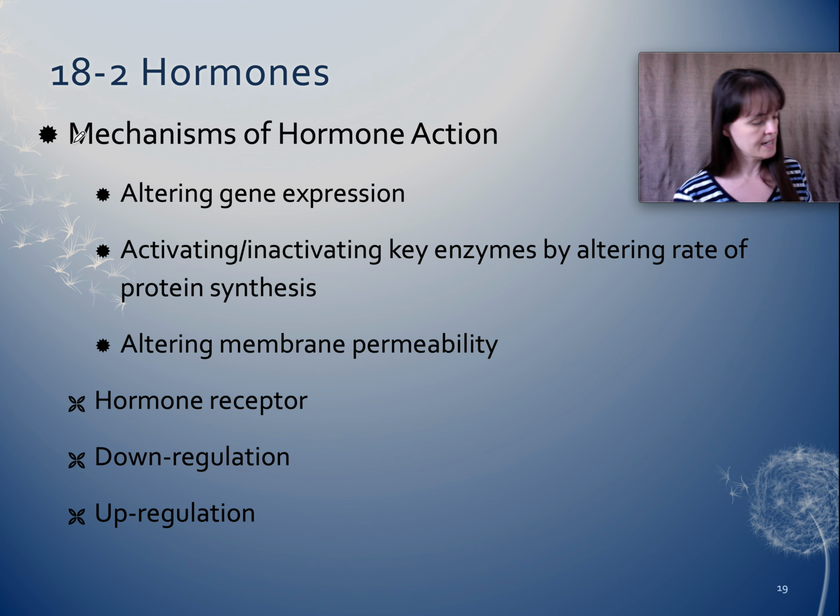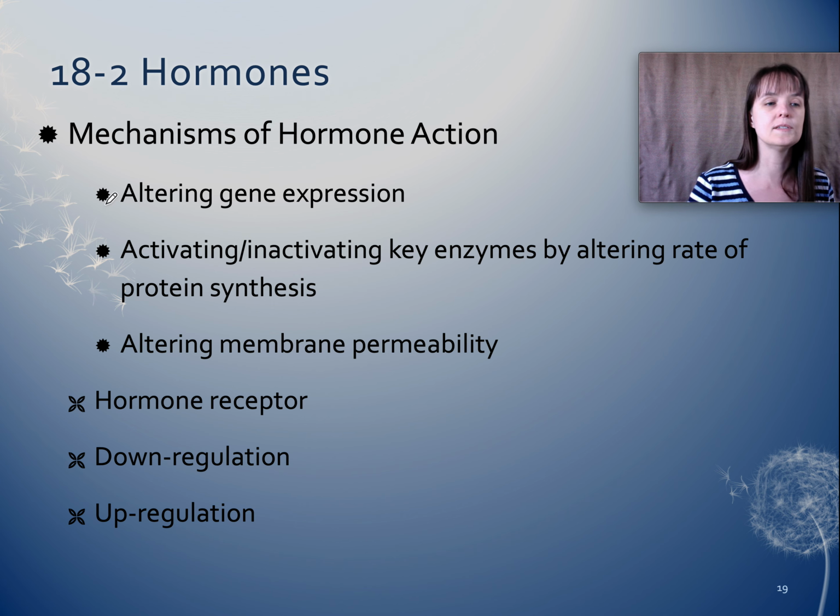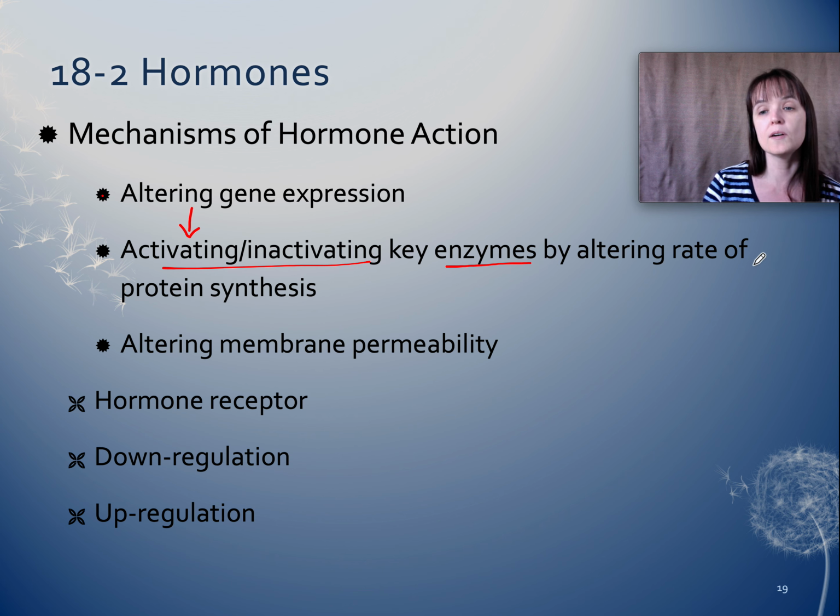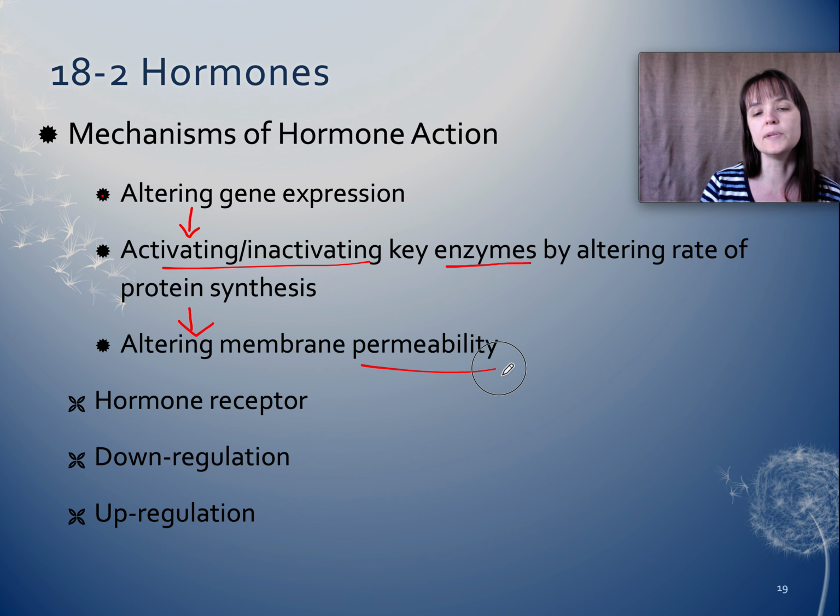Okay, now, bottom of the same page, hormones may, number 1, alter gene expression. And of course altering gene expression is changing which genes make proteins and which genes don't make proteins. So when we say alter gene expression, we're talking about protein synthesis. And so when you alter the gene expression, you activate or inactivate key enzymes, which are proteins, by altering the rate of protein synthesis. And when you do that, you alter the membrane permeability. So what is permeability? Permeability is what gets in or out of the cell.